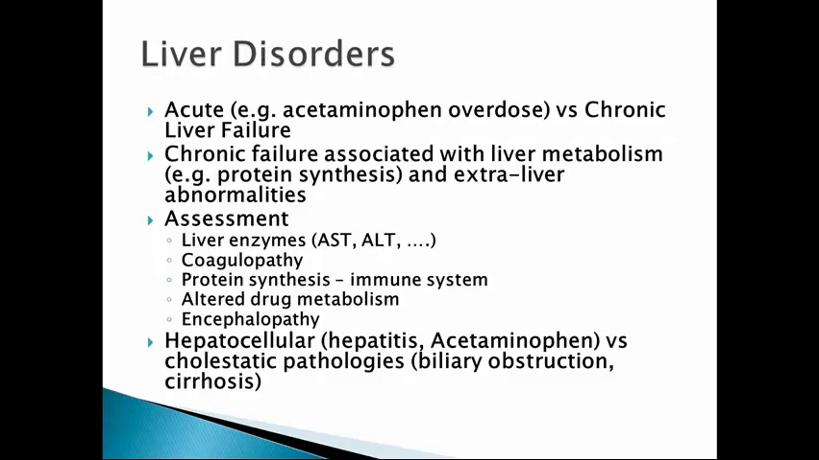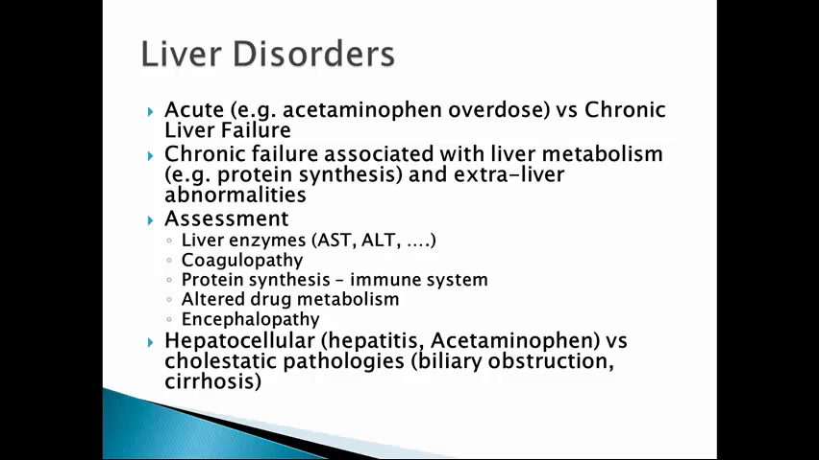As we think about liver disorders themselves, I think it's helpful to do some differentiation between acute and chronic, as well as some of our assessment parameters, and then differentiate between hepatocellular and cholestatic pathologies, just to do a quick introduction. So we know that liver disorders can be due to acute issues, or it can be due to chronic issues. For example, one of the causes of acute liver failure is acetaminophen overdose.